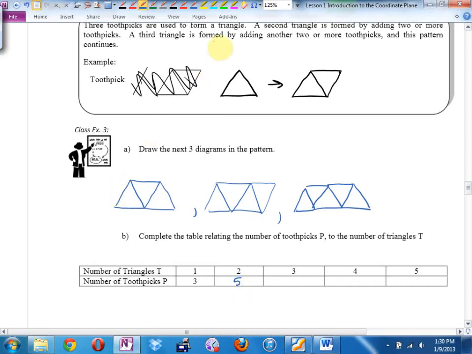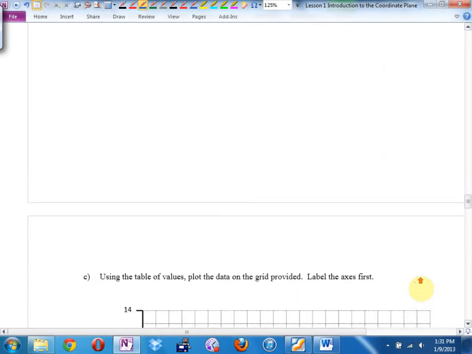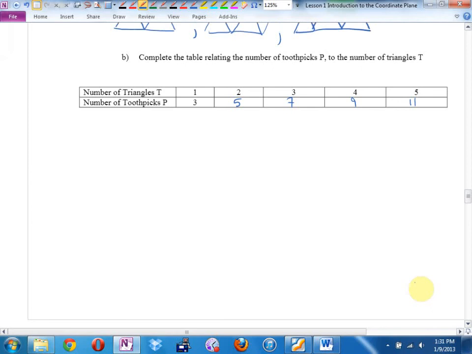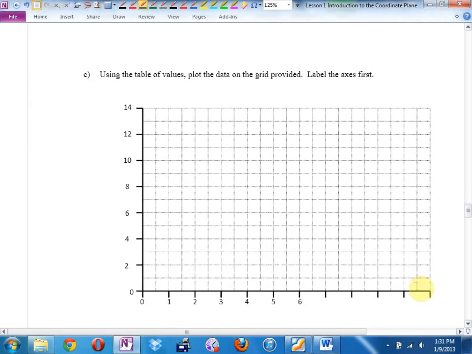In the third diagram, we have 3 triangles. How many toothpicks? 7. Spotted a pattern at all with the number of toothpicks? Oh, so you're saying this is going to be 9? You're saying this is going to be 11? I agree. Okay. And now we're going to graph this.